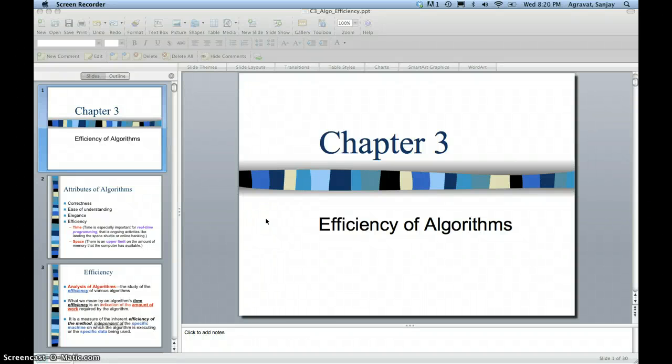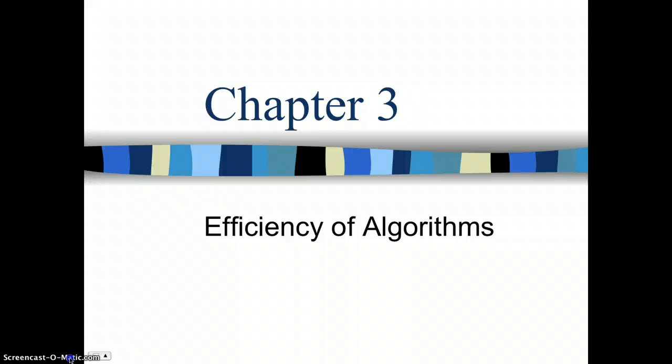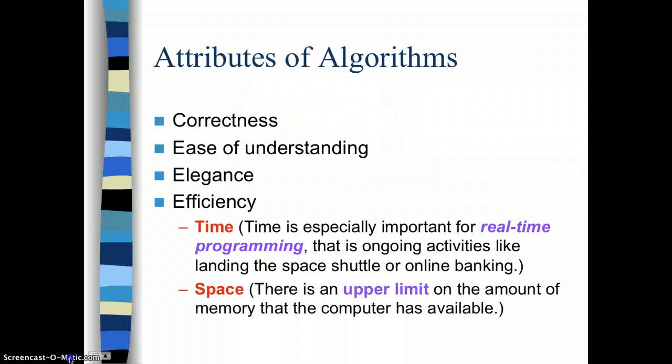Okay, in this lecture we're going to discuss the efficiency of algorithms, and I'll probably break this up into a couple of different lectures. For algorithms, the attributes we're interested in are, first of all, the correctness of the algorithm. The algorithm should produce a correct solution.